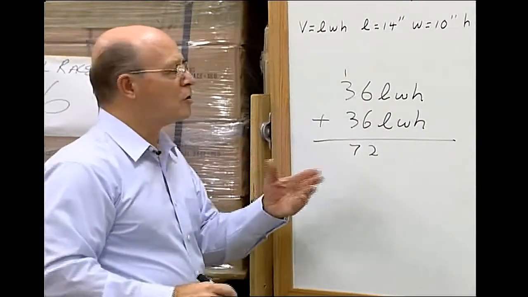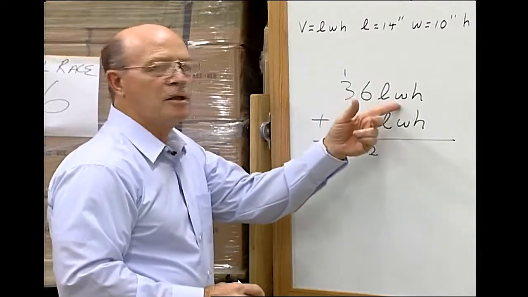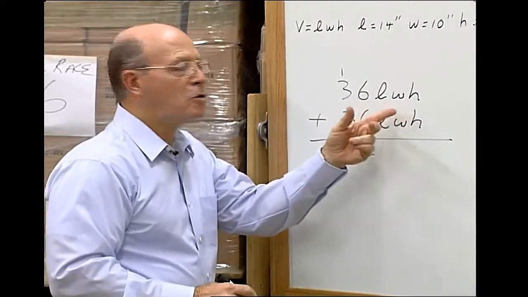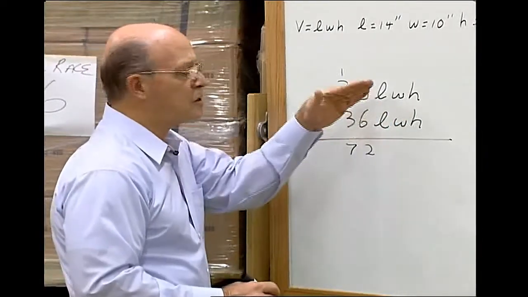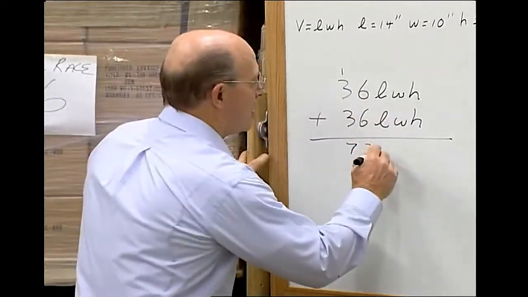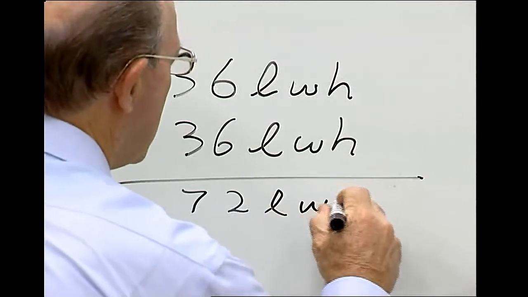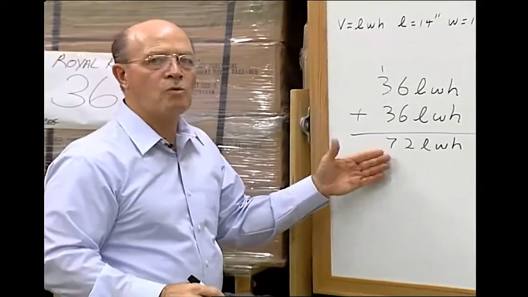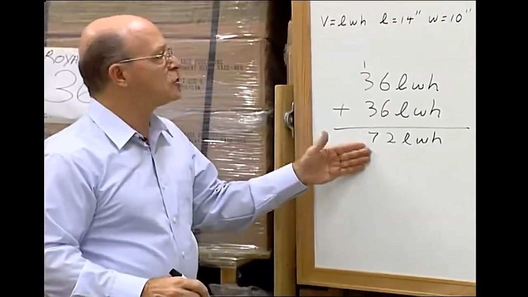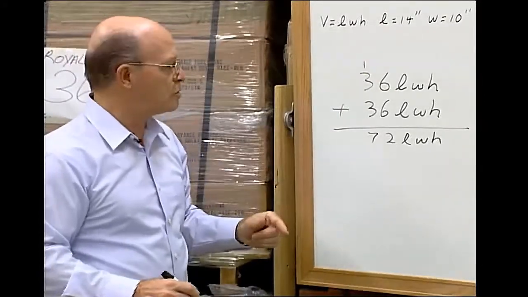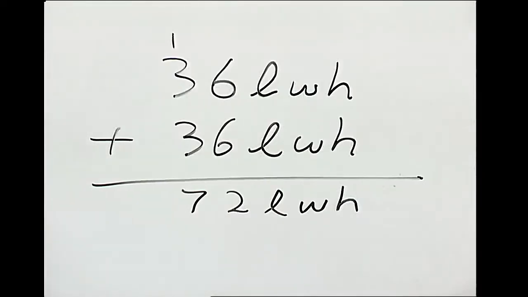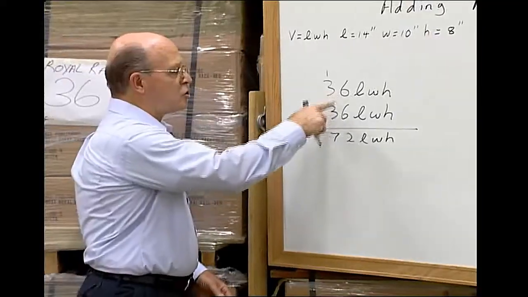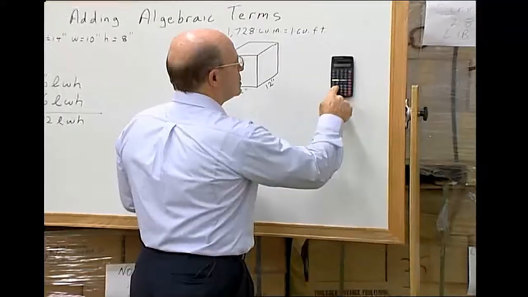Now what we do here, we don't add these variables or these letters. All we do is take these letters and put them beside the numbers we have added. And we're going to be demonstrating why you do this here. But that is the rule for adding algebraic terms. Let's do the math and find out the volume of these 2 pallets of books.